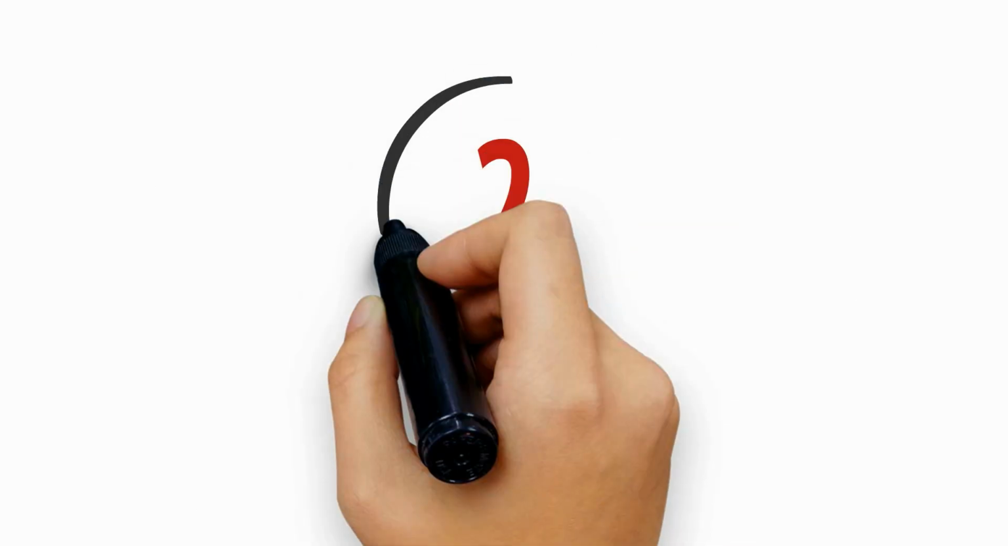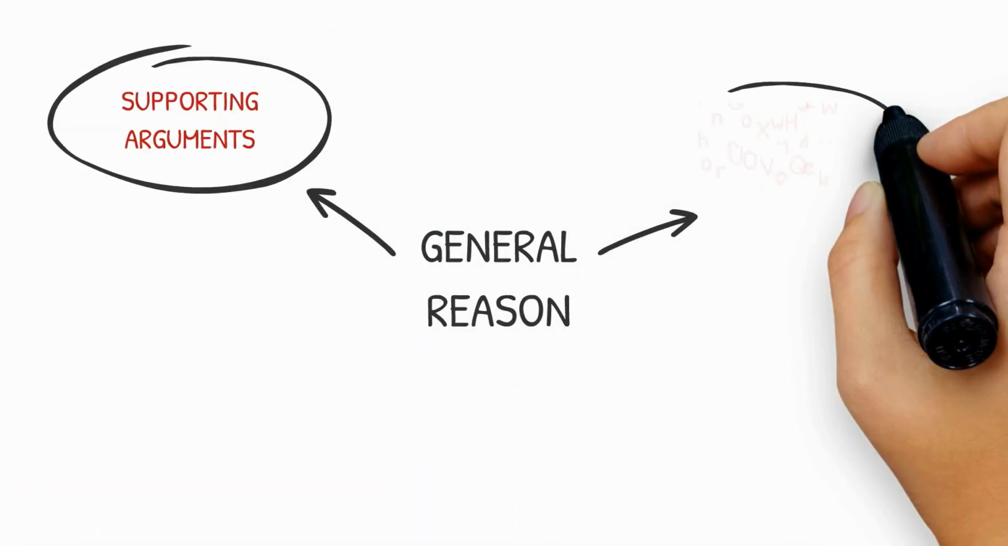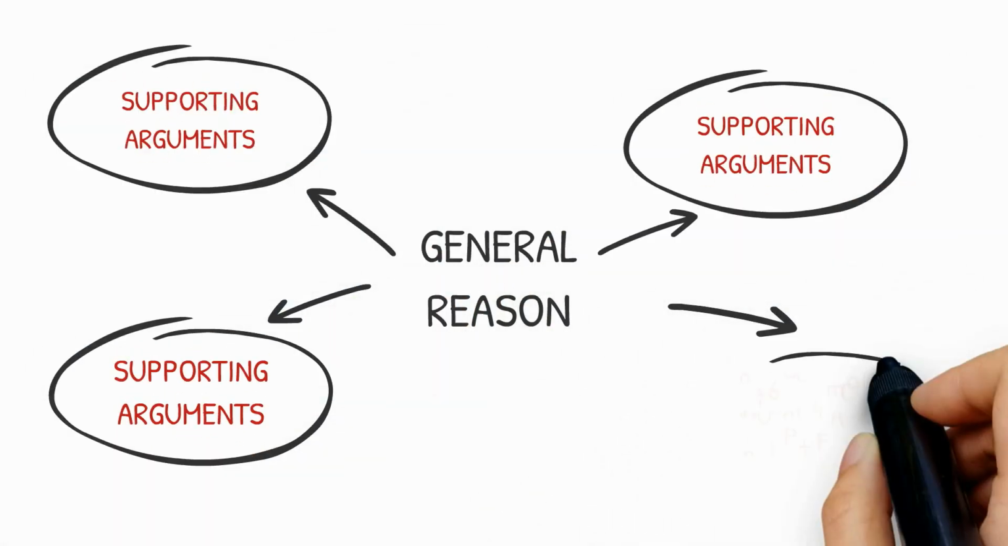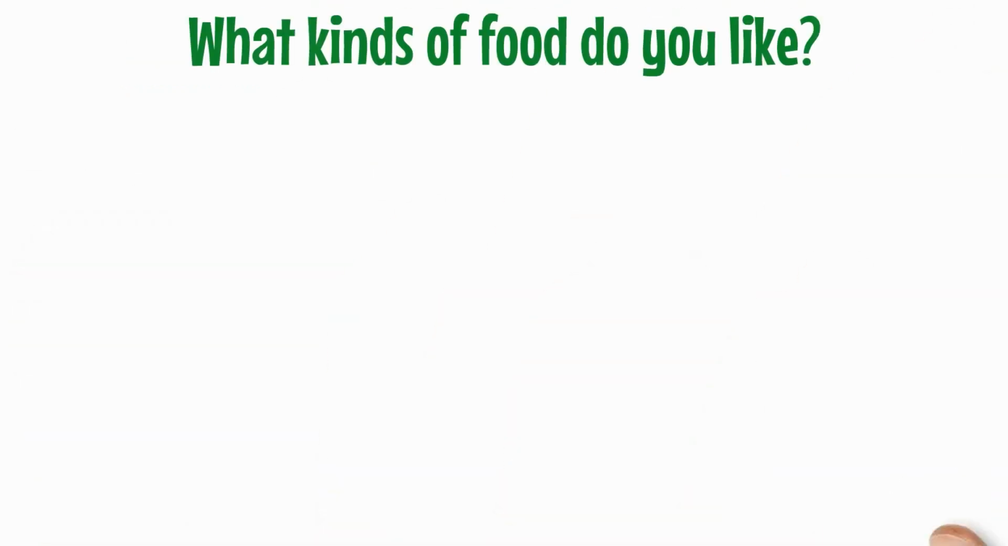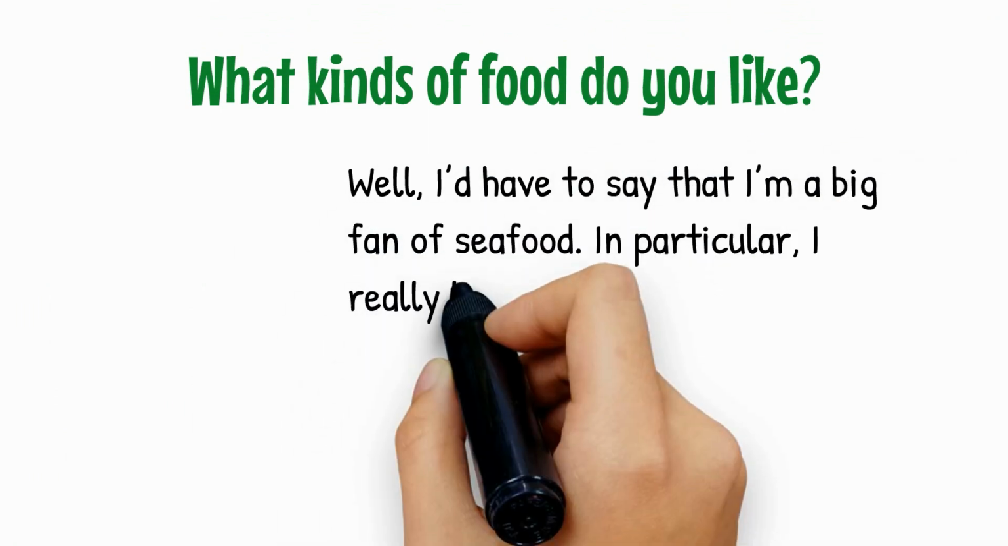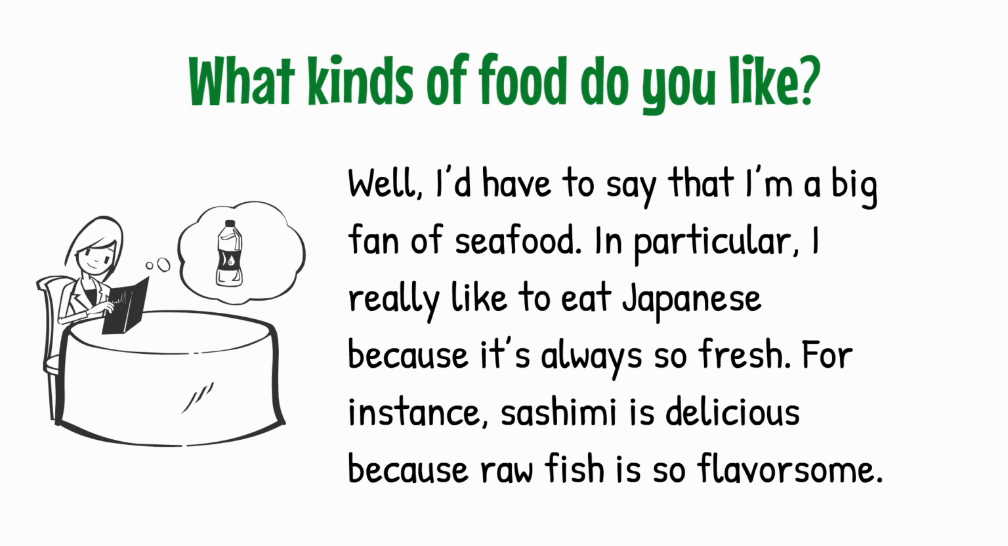So the second strategy is to give answers from general to specific to a particular question. This strategy involves giving a general reason for your answer and then explaining it more specifically, and if needed, giving an example. Well, let us see how to answer the same question with this strategy. What kinds of food do you like? Well, I'd have to say that I'm a big fan of seafood. In particular, I really like to eat Japanese because it's always so fresh. For instance, sashimi is delicious because raw fish is so flavorsome.